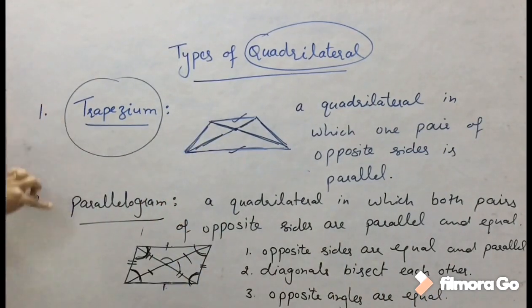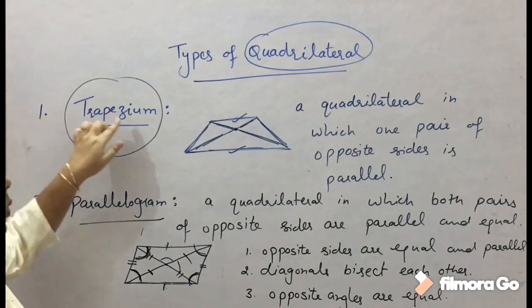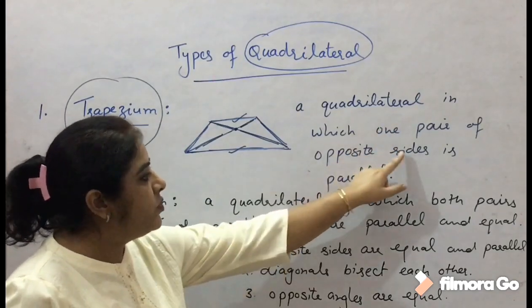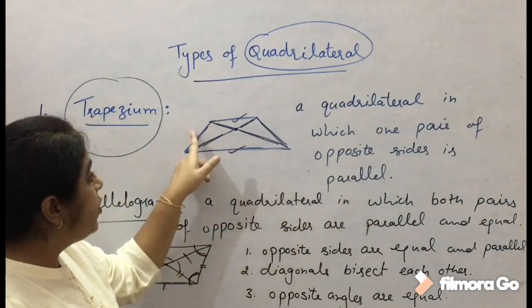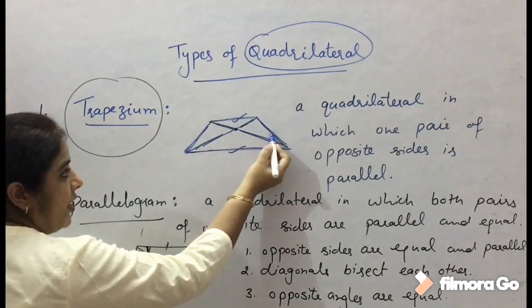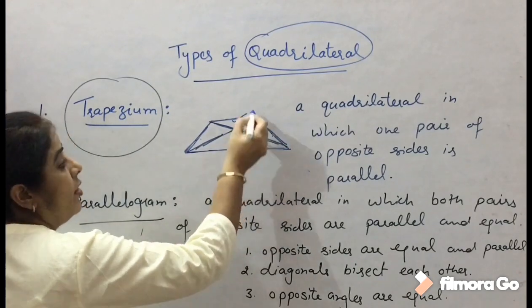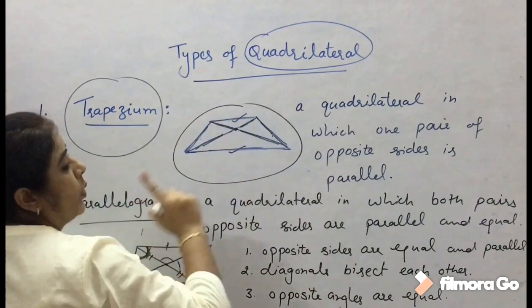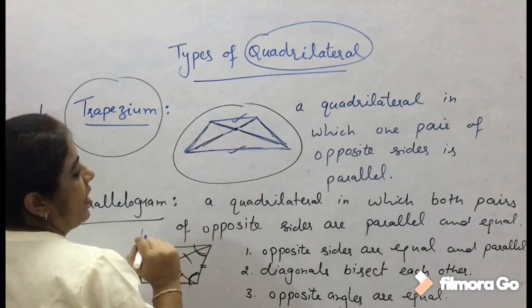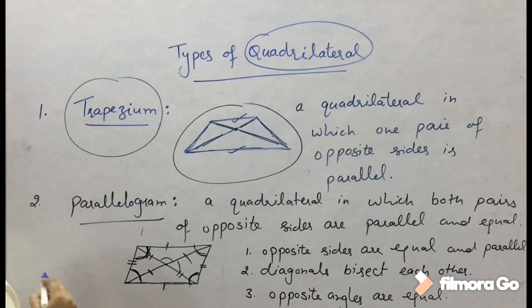These two, trapezium and parallelogram. What we observe here, what is trapezium? Trapezium is a quadrilateral in which one pair of the opposite side is parallel. It means we are not talking about the second pair. Second pair may be parallel or may not be parallel. For trapezium, we require only one condition, that one pair of the opposite sides must be parallel. What is in the parallelogram? That we have two pairs of the opposite sides equal and parallel.